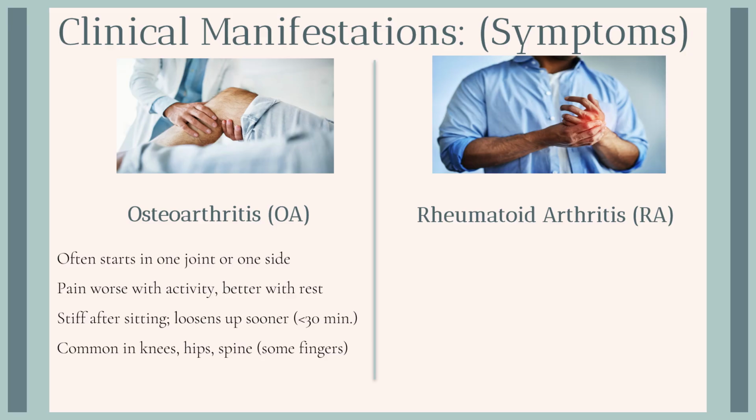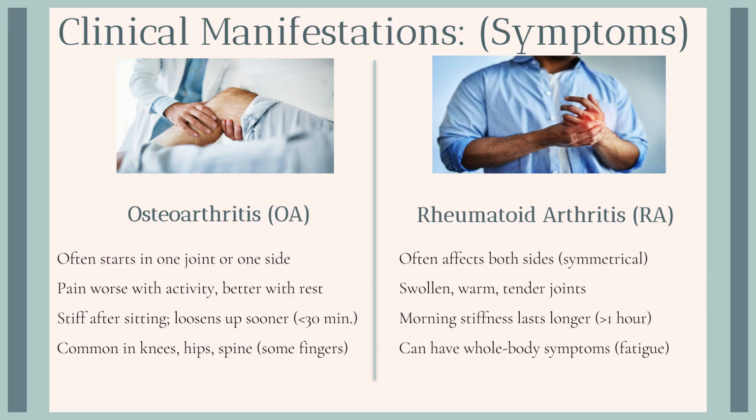OA commonly affects weight-bearing joints like the knees and hips, and it can also involve the spine and certain finger joints. With RA, symptoms often affect both sides of the body, like both hands or both wrists, and joints may look swollen and feel warm and tender. Morning stiffness tends to last longer, and some people also feel fatigue or just generally run down.